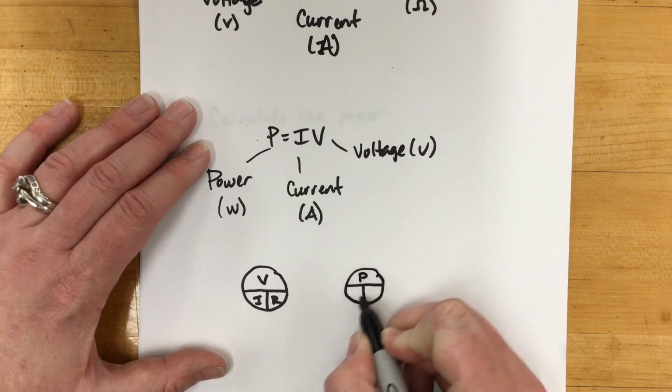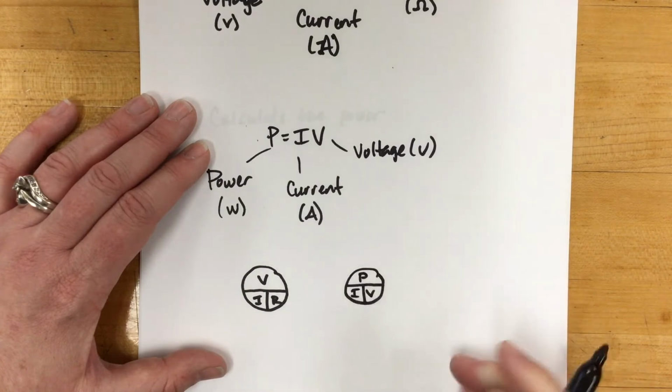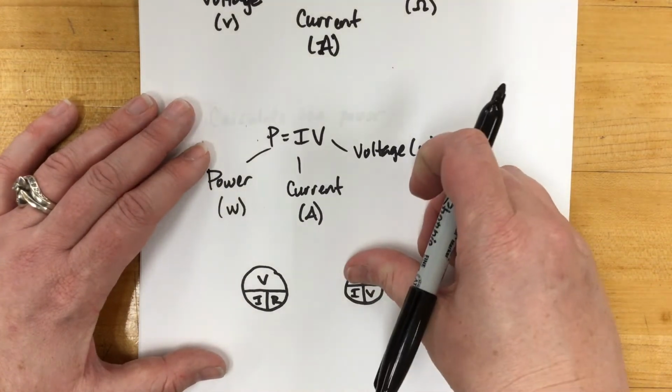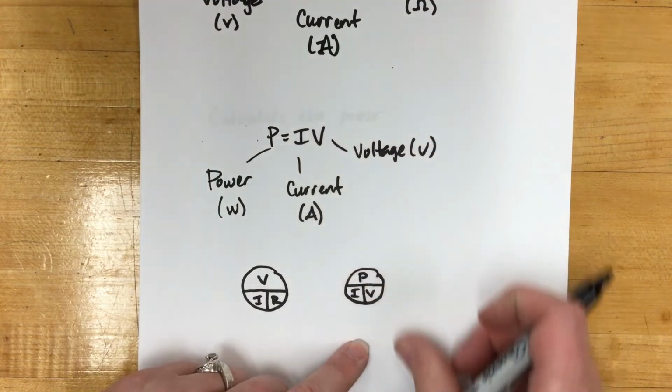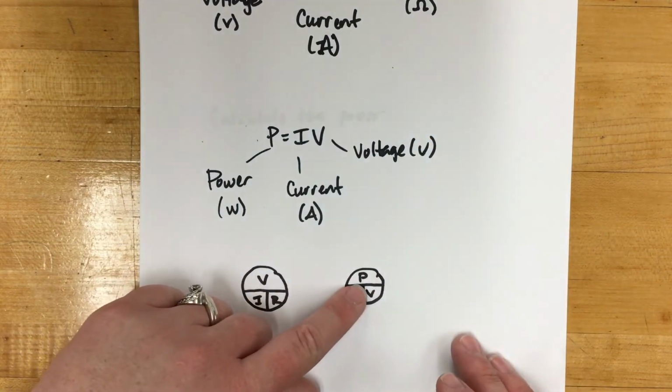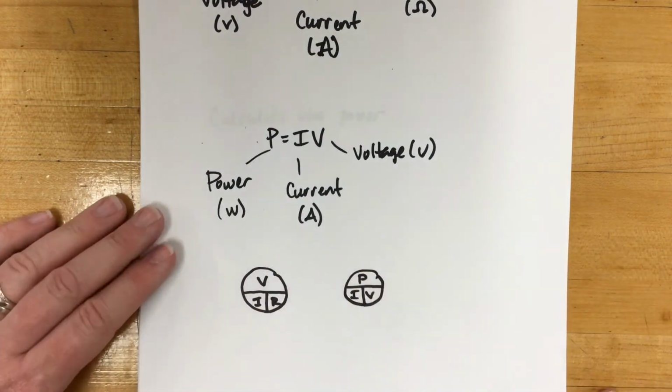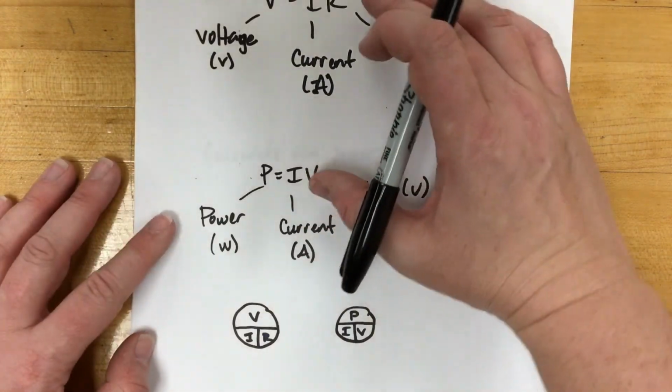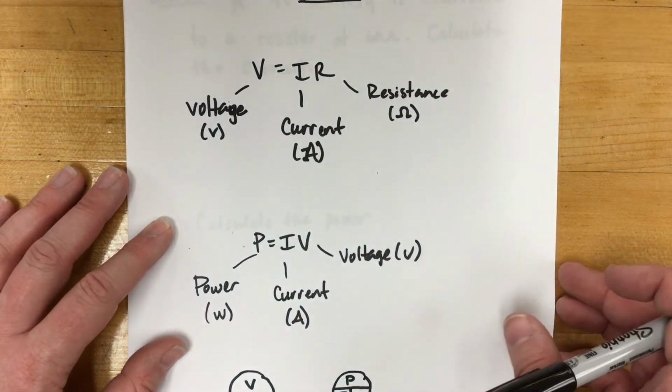You can put your power here, and I and V. If you're solving for the power, you would cover that up and multiply I times V. Solving for voltage, you would cover that up, P divided by I, and for I, you'd cover that up, P divided by V. Some people like that. Some people would prefer to just do it straight from the equation. It's up to you on what works best.